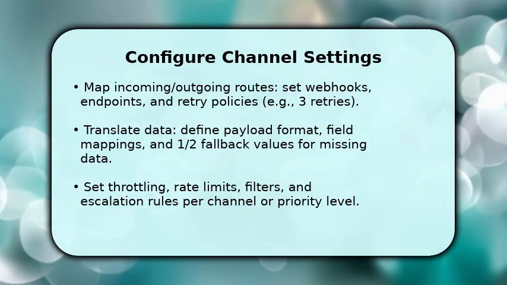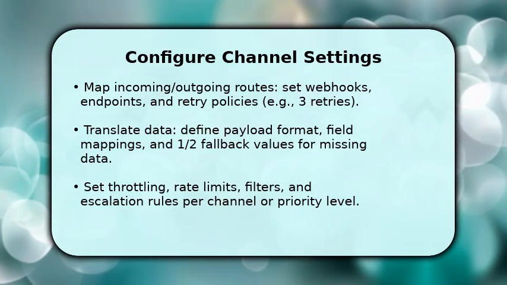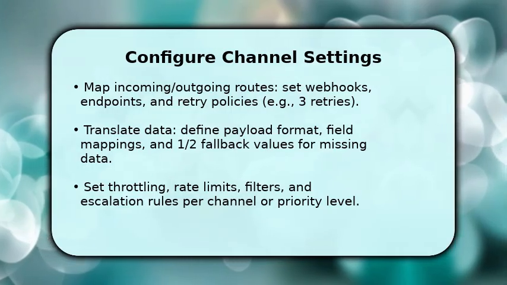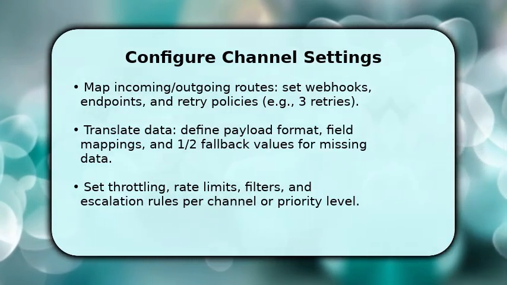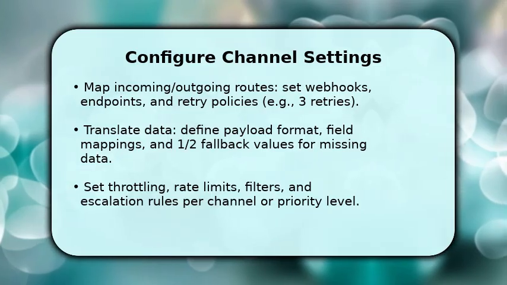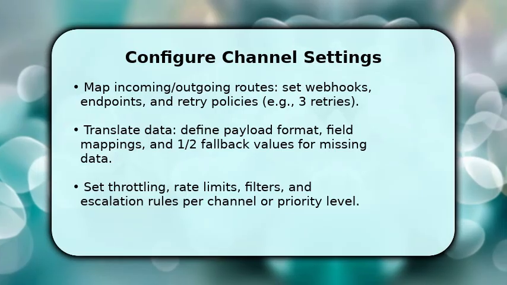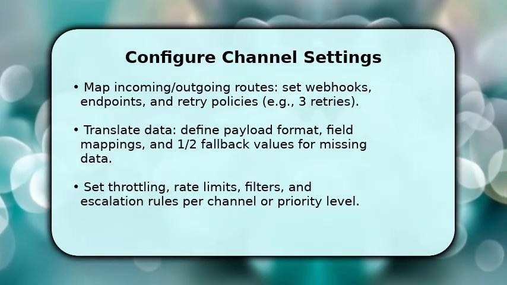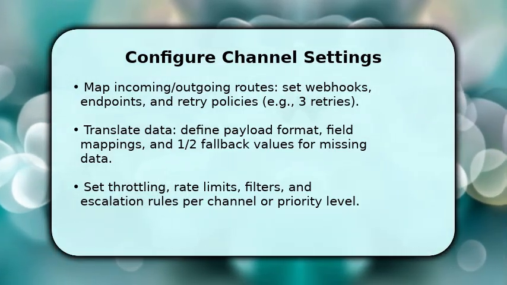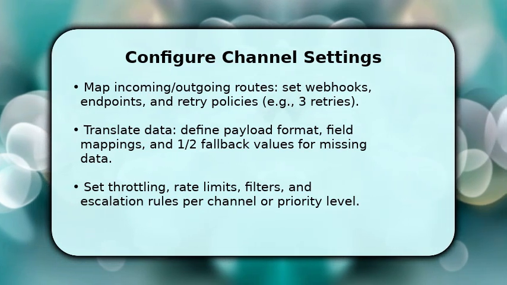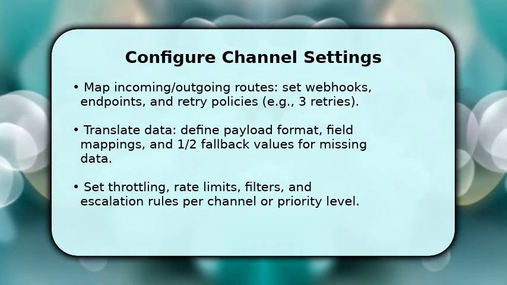Then translate data formats, define payload structure and field mappings, and include 1/2 fallback values for missing fields to preserve integrity. Also set throttling and rate limits, plus filters and escalation rules so high-priority items get handled first. These middle steps ensure robust, predictable behavior when traffic ramps up.